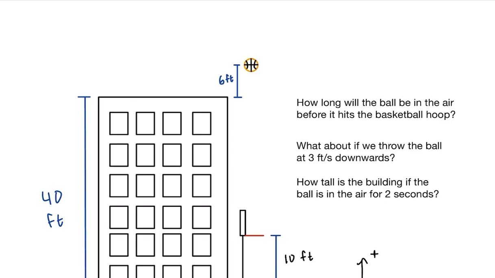How tall is the building if the ball is in the air for 2 seconds? Okay, now this one, there's a couple of ways that we can go about doing this. Here's how I would do it. We're also going to be discounting the fact that we're throwing it downwards at 3 feet per second. We're just going to say we're dropping it. Now, how I'm going to do this problem is we're going to figure out how far this ball falls in 2 seconds. We're not going to worry about any of this other dimension stuff. We're just going to say how far does it fall from this point up here in those 2 seconds? So it's going to be the same equation.